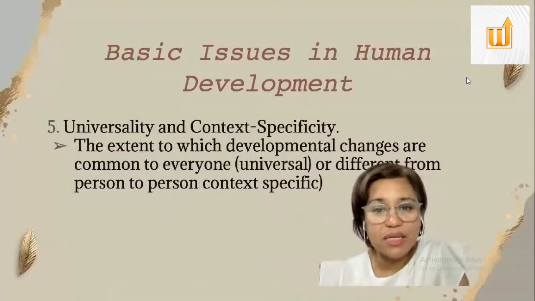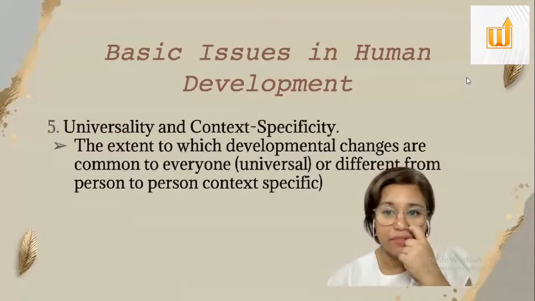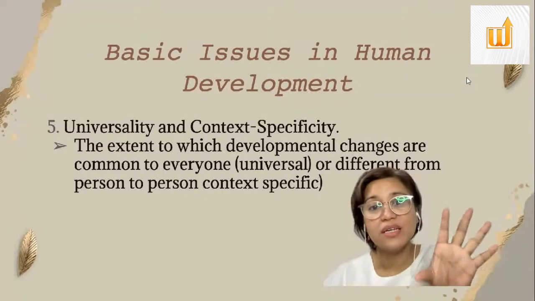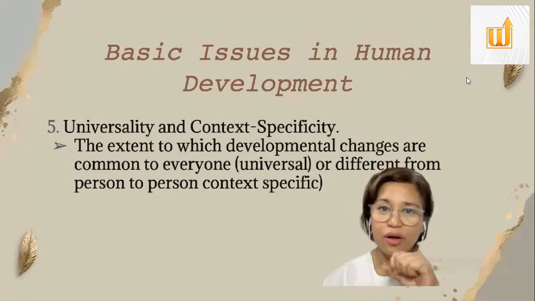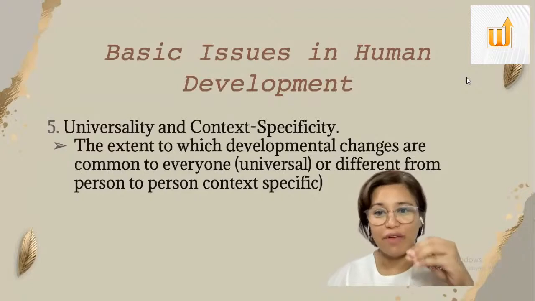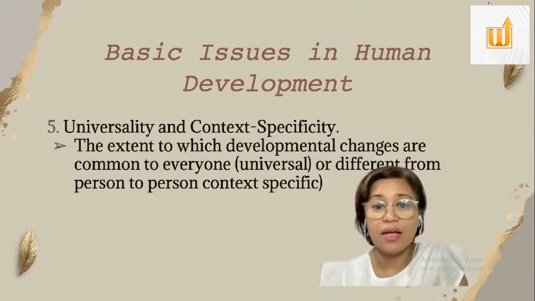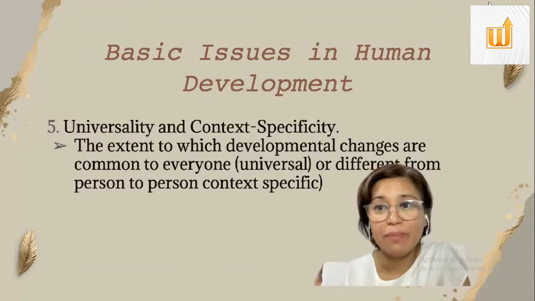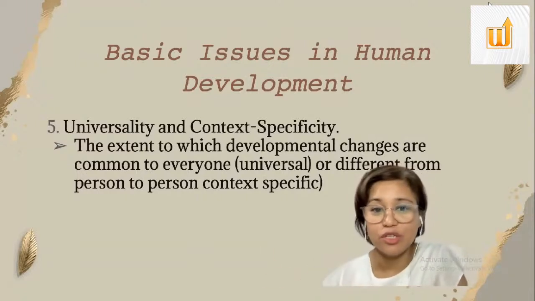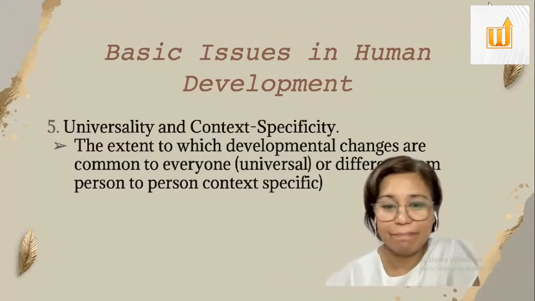And then universality and context specific. This is all about the extent to which developmental changes are common to everyone, which is what we call universal, in the world. This is a very general description of development. And then, of course, there are context specific issues also, when the patterns of development and development characteristics differ from one person to another person, and it depends on the contexts or environment that they are living in. Okay?